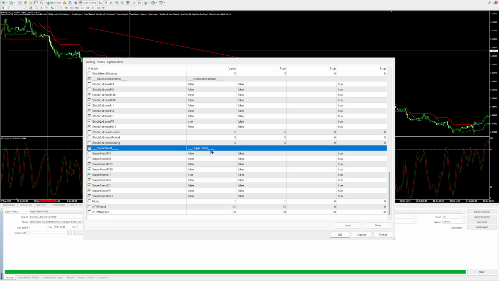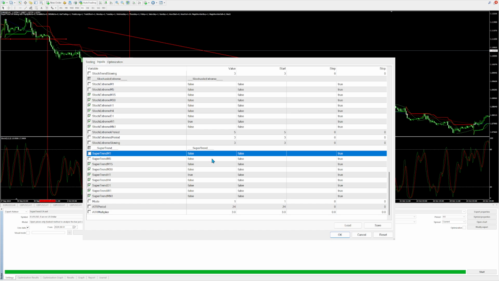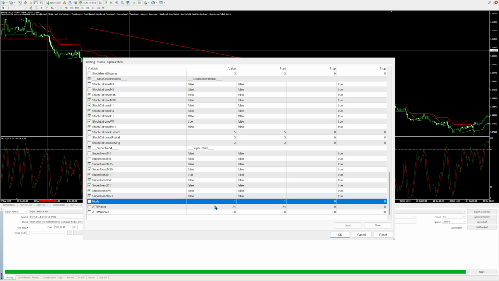And the SuperTrend. Okay, so this is the SuperTrend indicator, obviously. Again, you can choose true or false on each time frame that you wish to use the SuperTrend indicator. And you've got the different ATR periods for the SuperTrend, the multiplier, and the mode as well, which you can experiment with. These are the default settings, which I think work just fine as they are.